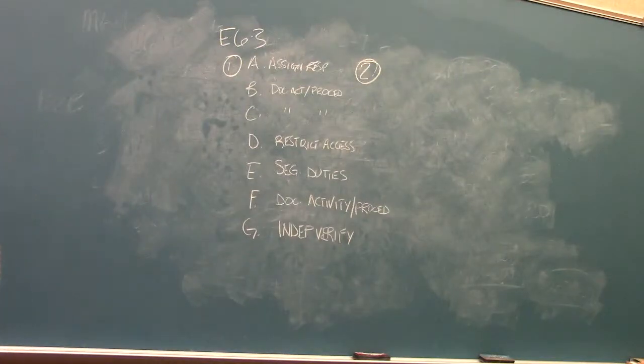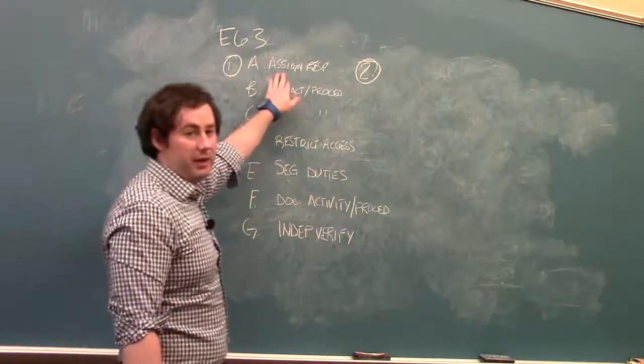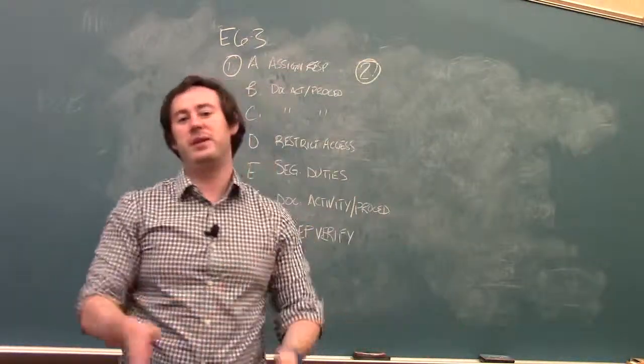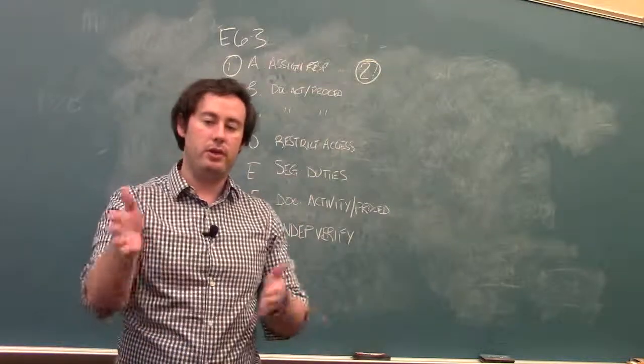If we look at A, it says 2 employees are responsible for collecting cash. One goes to the west side, one goes to the east side. This is assigning responsibility or establishing responsibility. This clerk's responsible for this side, this clerk's responsible for that side, assigning one person to an area.